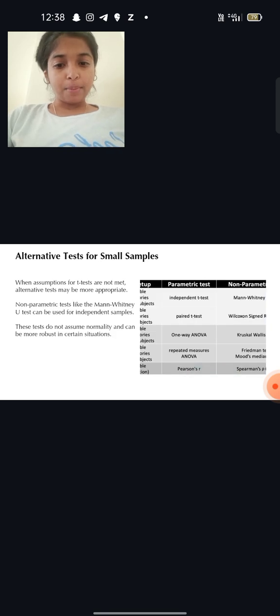Alternative tests for small sample size. When assumptions for the t-test are not met, alternative tests may be more appropriate. Non-parametric tests like the Mann-Whitney U test can be used for independent samples. These tests do not assume normality and can be more robust in certain situations.